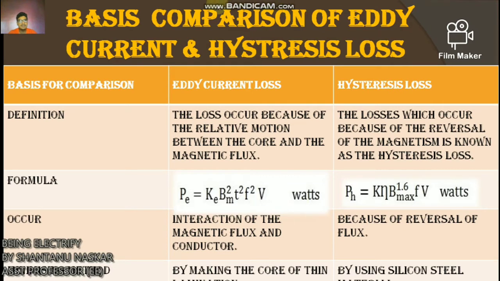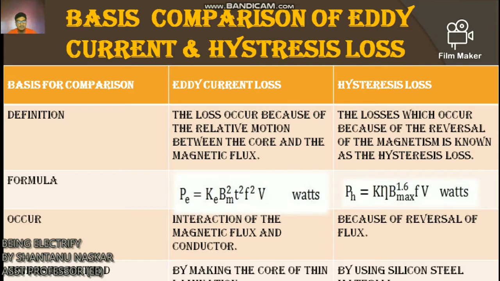Now I will discuss some basic comparisons of eddy current and hysteresis loss. The most significant difference between the eddy current and hysteresis loss is that the eddy current loss occurs because of relative motion between the conductor and the magnetic field, whereas the hysteresis loss occurs because of the reversal of the magnetism.